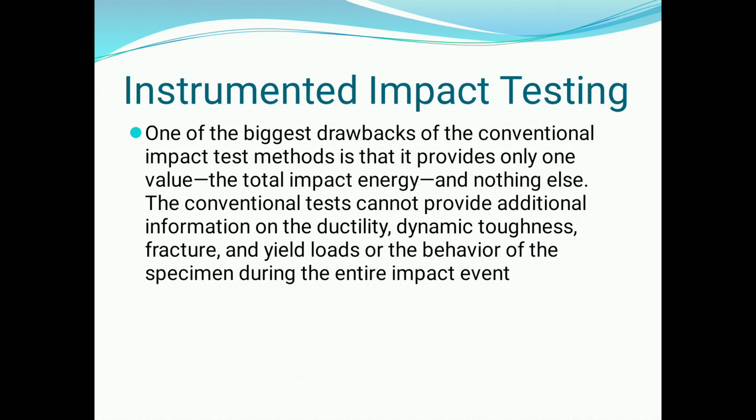And the another testing is instrumented impact testing. One of the biggest drawbacks of the conventional impact test method is that it provides only one value, the total impact energy, and nothing else. The conventional test cannot provide additional information on the ductility, dynamic toughness, fracture and yield load, or the behavior of the specimen during the entire impact event.